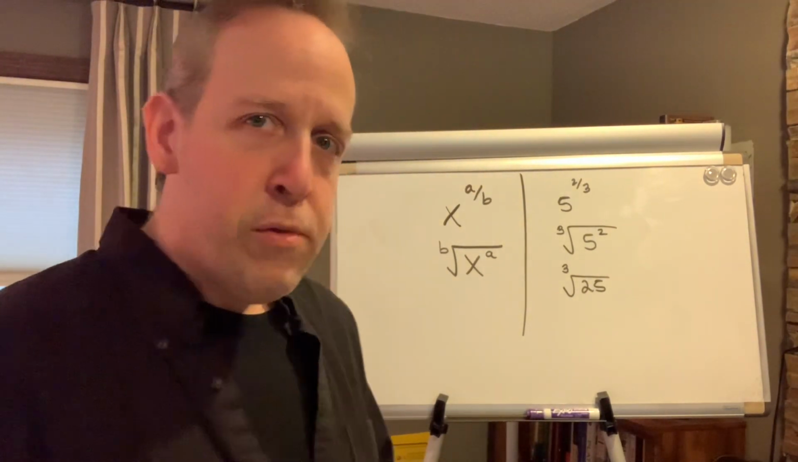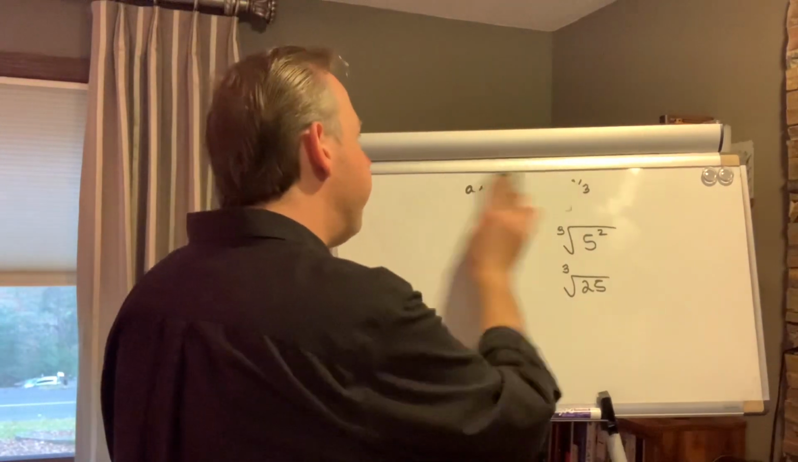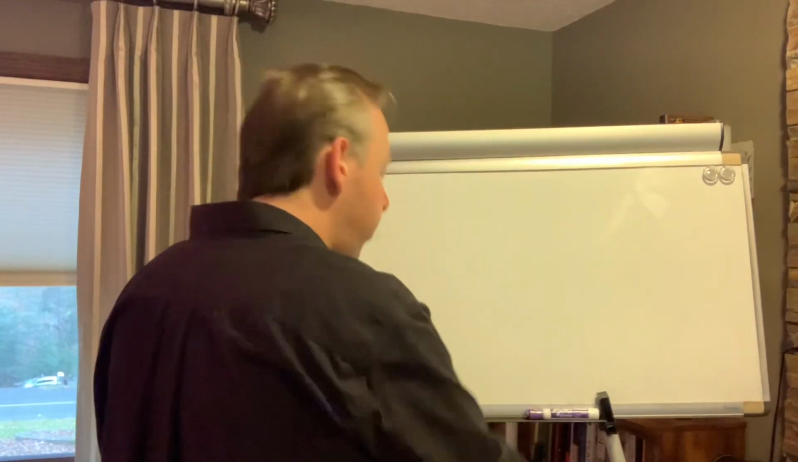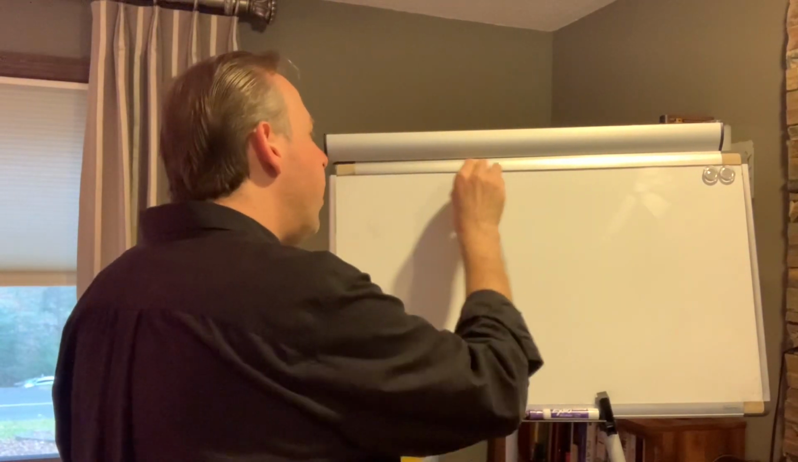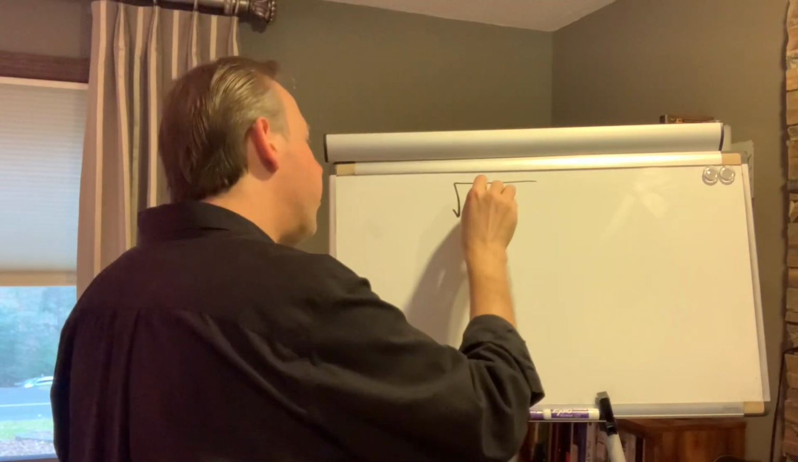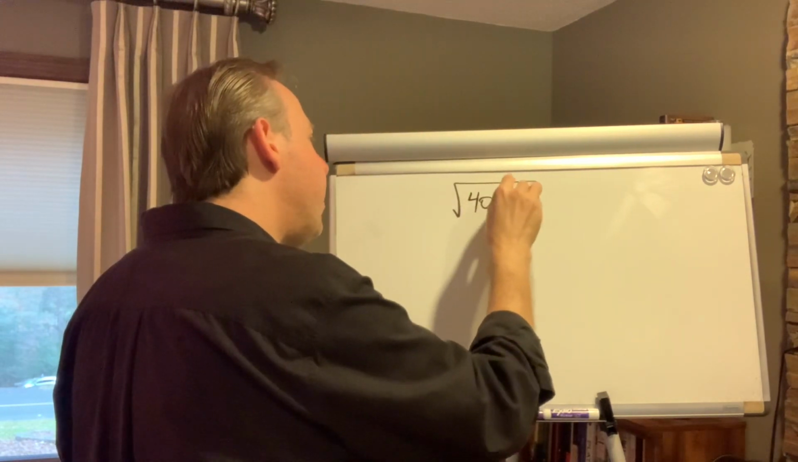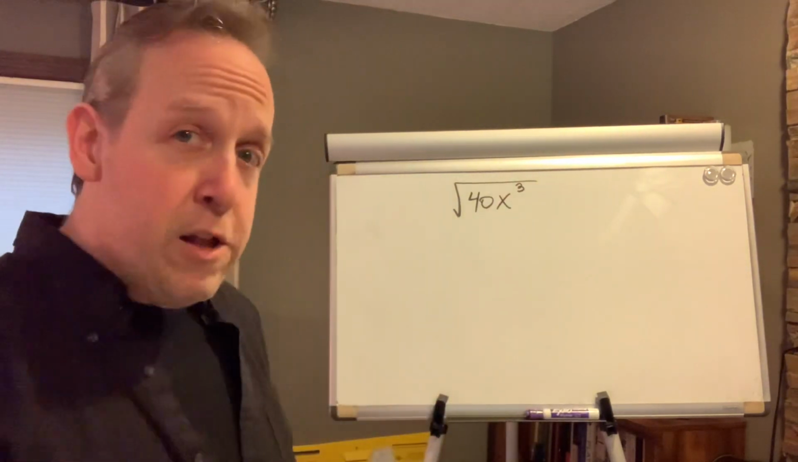Well, that brings us to reducing radicals. Let's talk about how we reduce a radical. Start off with an easy radical, the square root. I'm going to use, let's say, the square root of 40x to the third power. How do you reduce a radical?